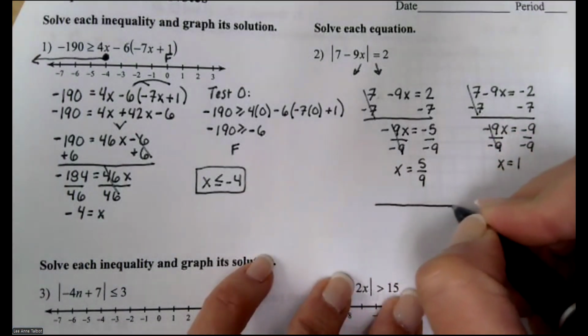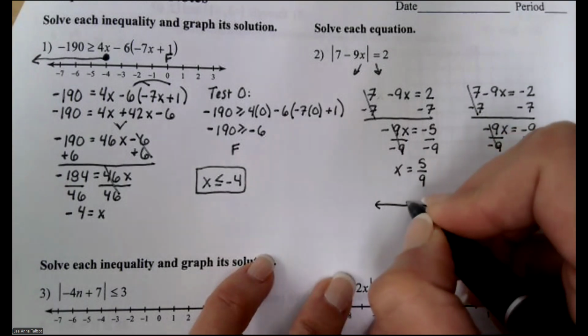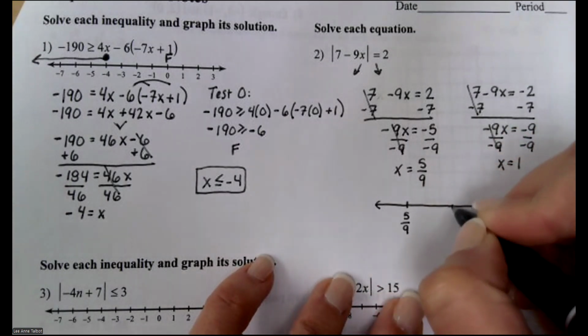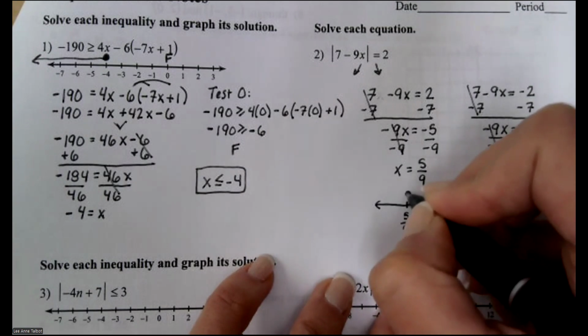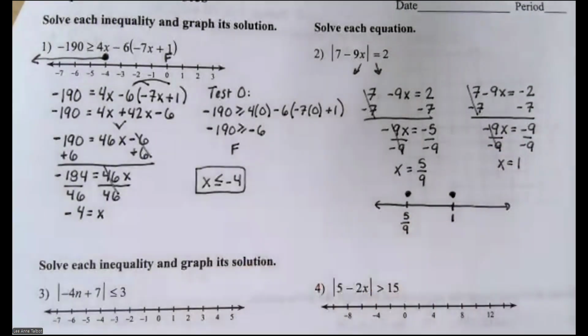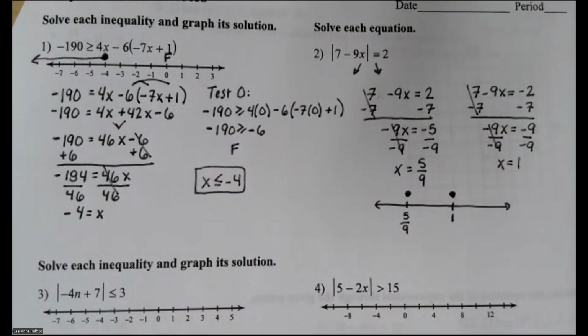Okay, and for this problem, we're just going to make our own little number line. We're going to put them in order of least to greatest, and then we're just going to put dots there. And just dots because it's equals. So when it's equals, just the dots, there's no arrows or anything like that. The final answer is 5/9 and 1. That's it. The final answer is x equals. And then if it asks you to graph it on a number line, you just graph it with a dot.